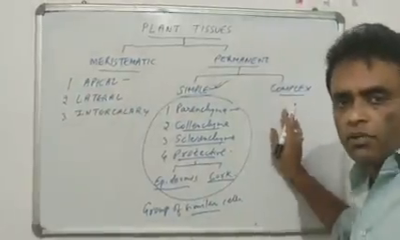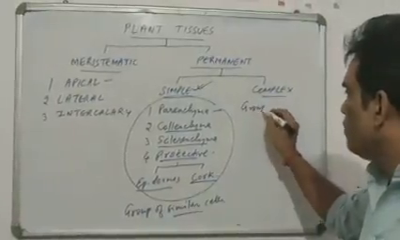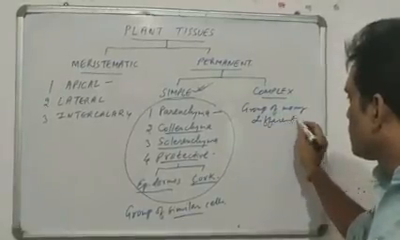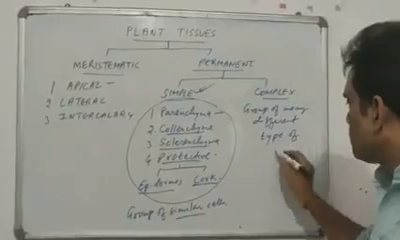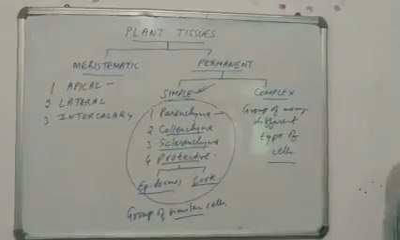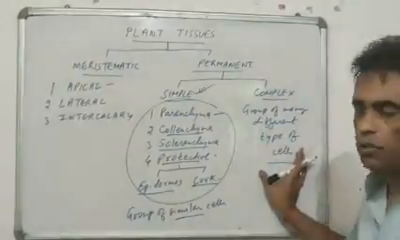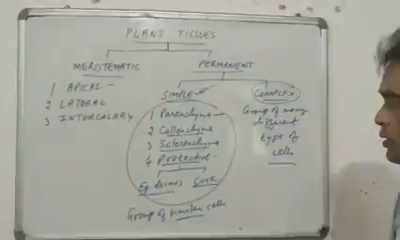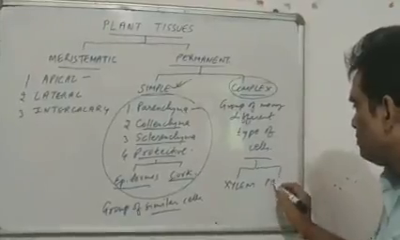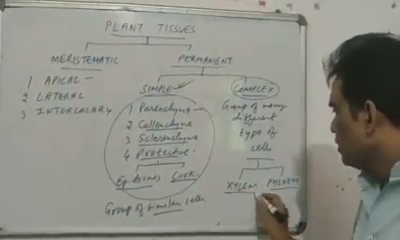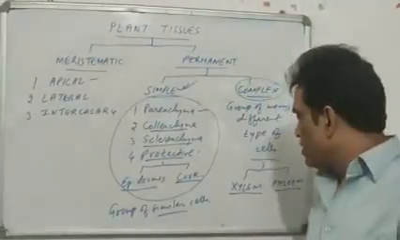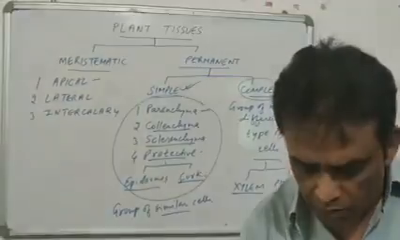As far as complex permanent tissues are concerned, they are a group of many different types of cells. So the tissue is a group of cells, but the cells are different from each other. Many different types of cells join to form the tissue. That is why they are called complex permanent tissue, and they are of two types, that is xylem and phloem. So in this part of the video, we will concentrate mostly on the complex permanent tissue, which are of two types, xylem and phloem. We will see what they are.